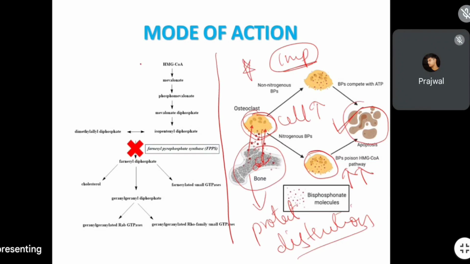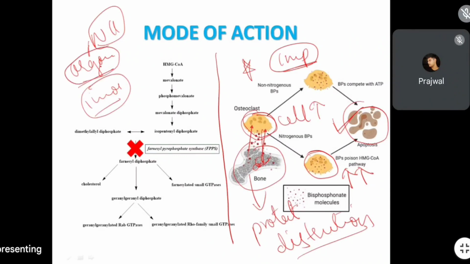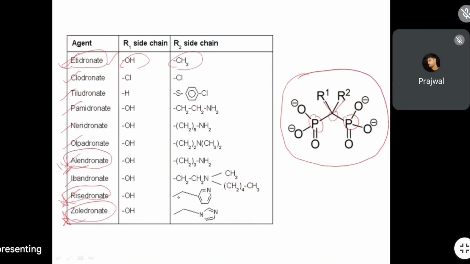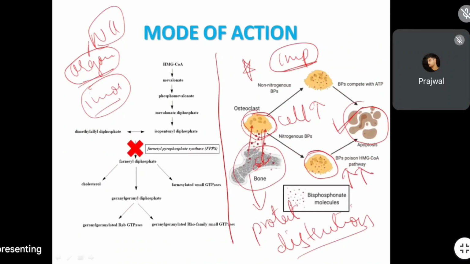Number two, in bisphosphonates we have organic bisphosphonates and inorganic bisphosphonates. Organic bisphosphonates means the bisphosphonates which contain an amino group. If the amino group is there, they are called amino bisphosphonates. If the amino group is absent, then they are called inorganic bisphosphonates. You can see here the bisphosphonates which are containing the amino group.